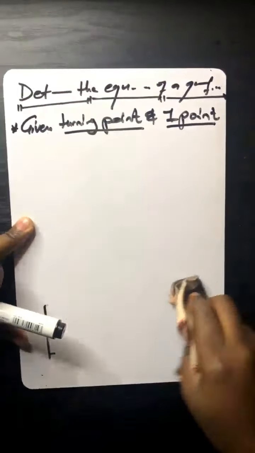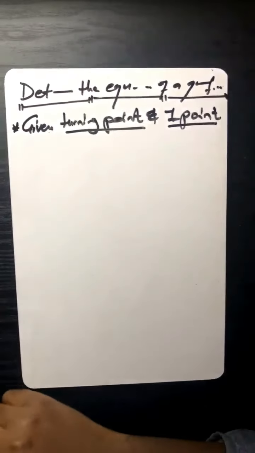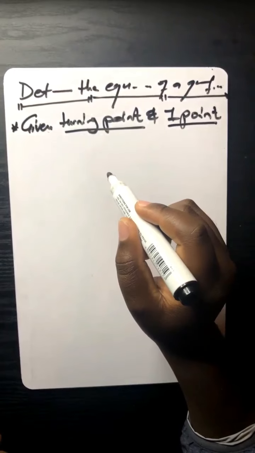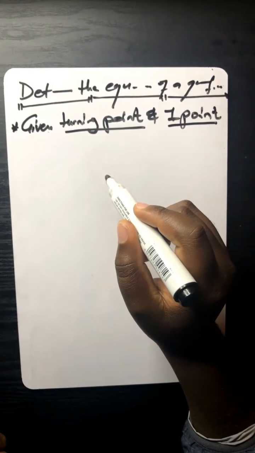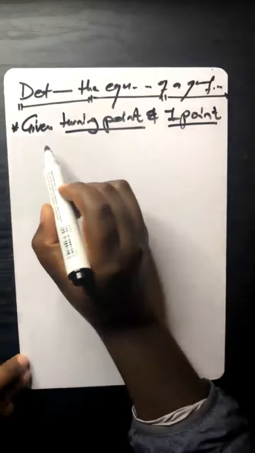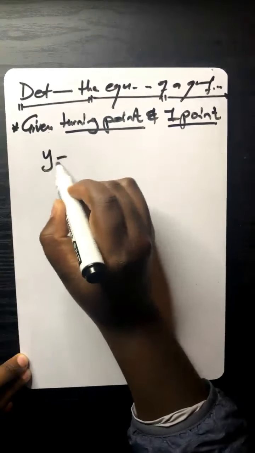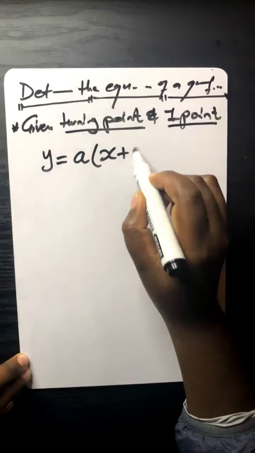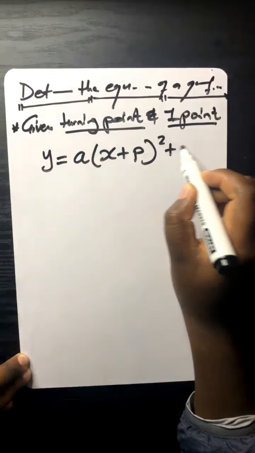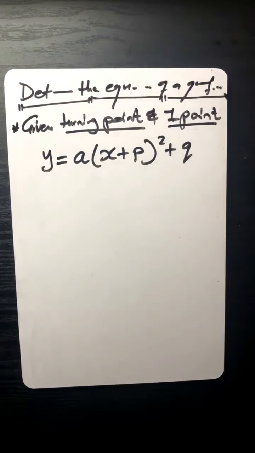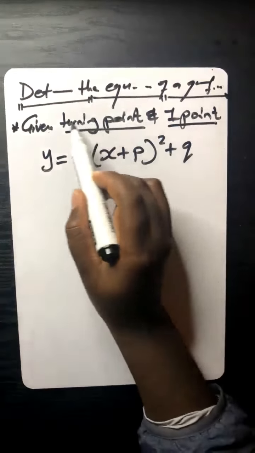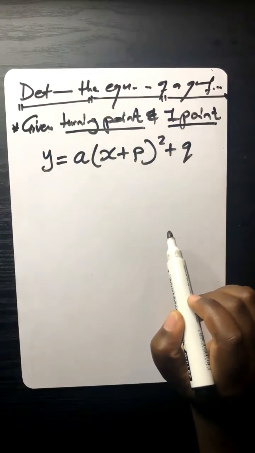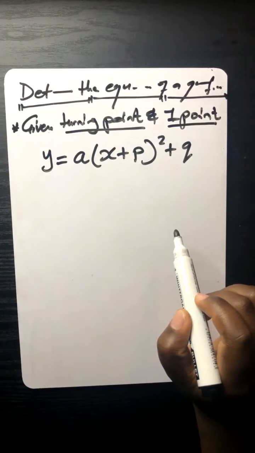So what I need to explain now is the second bullet, which says substitute the coordinates of the turning point P and Q. So remember, that general formula is y equals a(x + p)² + q. This is the formula that you use when you're given the turning point and just one point. So you substitute the coordinates of the turning point.